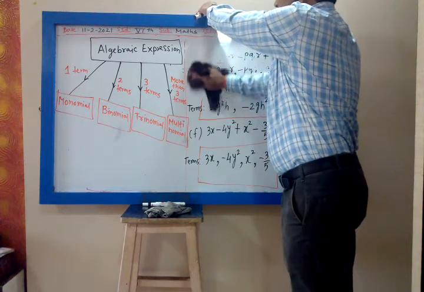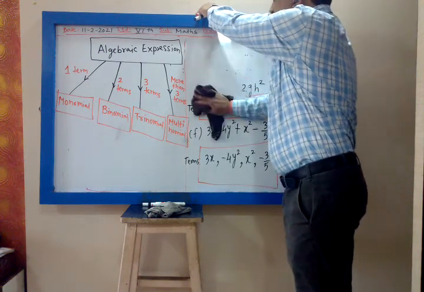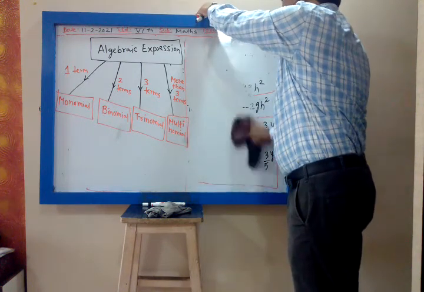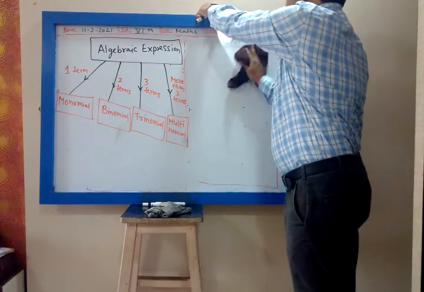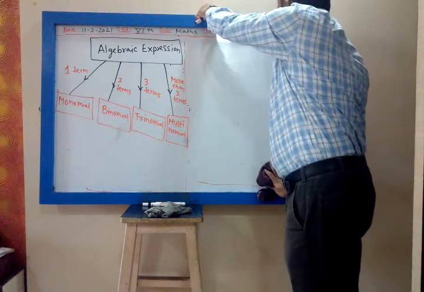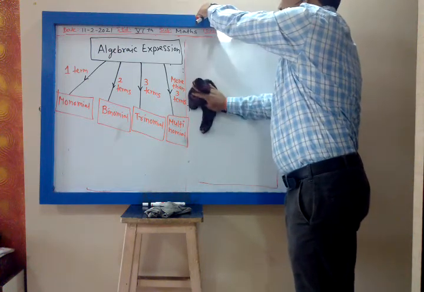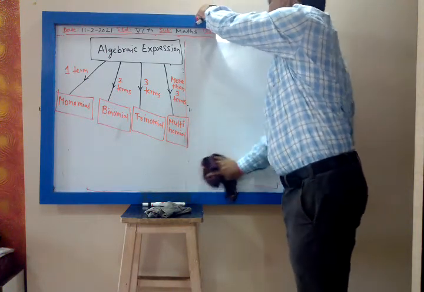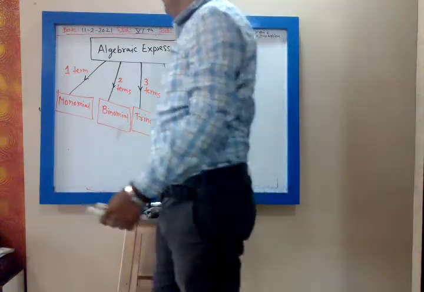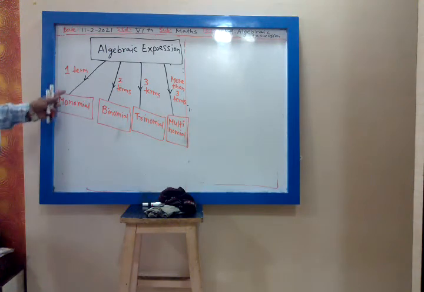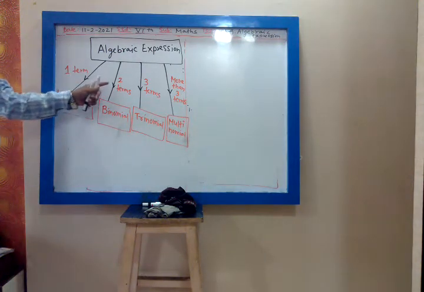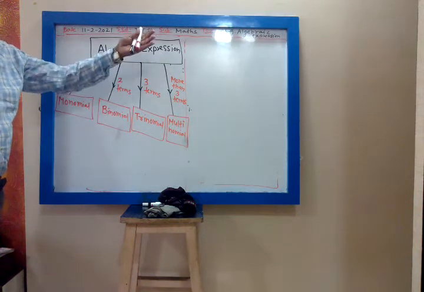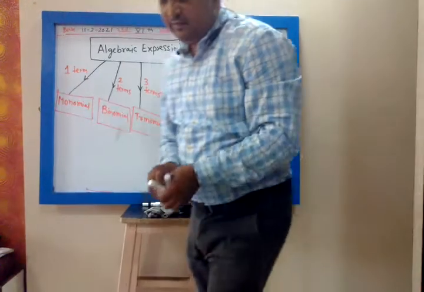So in chemistry, whenever there is a single compound, we say mono. Whenever there are two compounds, we say bi. Three compounds, we say tri. And more than three compounds, we say multi. Is it clear? So in chemistry, this word is used: mono, bi, tri, multi. Similarly, in mathematics also we use it for algebraic expressions. One term, monomial. Two terms, binomial. Three terms, trinomial. More than three terms, multinomial.